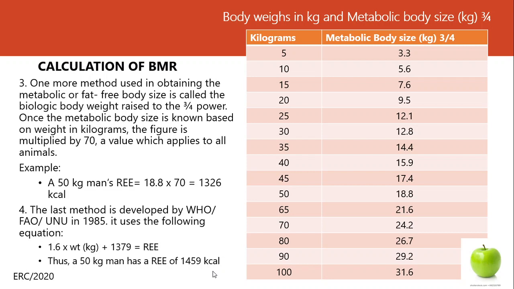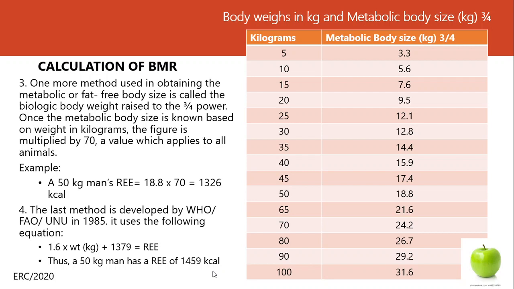So for a 50 kilogram man, the REE or the basal metabolic rate is equal to 18.8 multiplied by 70. So we are going to arrive with 1,326 kilocalories. Very important dito yung table kasi dito natin madedetermine yung metabolic body size for the power of 3/4. The last method is developed by the WHO, the Food and Agriculture Organization, and the United Nations University.